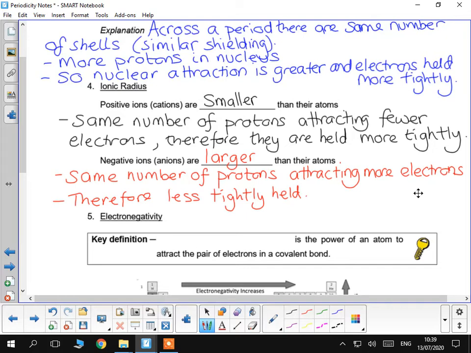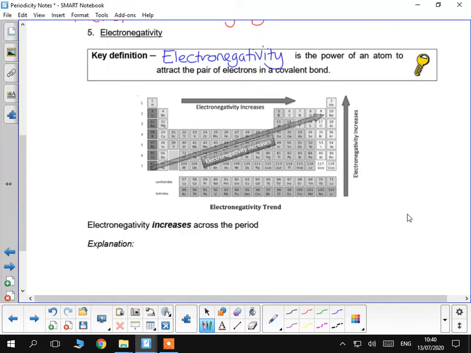The next property we're going to have a look at is electronegativity. Electronegativity is the power of an atom to attract the pair of electrons in a covalent bond. So fluorine is the most electronegative element on the periodic table. Have a think about what happens as we go towards fluorine, especially across a period. What happens with the things we've been talking about, and why it would be more electronegative.